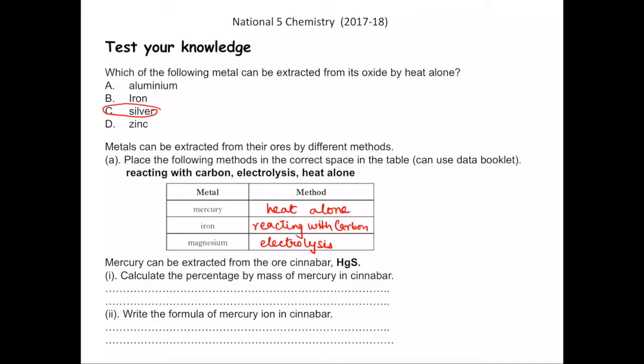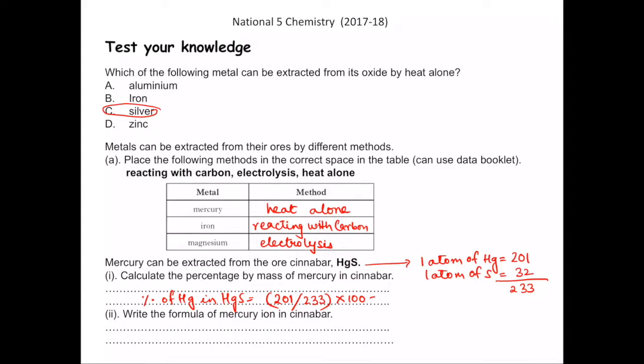Mercury can be extracted from the ore cinnabar. Calculate the percentage by mass of mercury. So cinnabar has 1 atom of mercury, and if you go back to the data booklet, you can see that the atomic mass of mercury would be 201. 1 atom of sulfur, 32. So the total molecular mass would be 233, and percentage of mercury in HgS would be 201 divided by 233 times 100, and this gives you 86.26%.